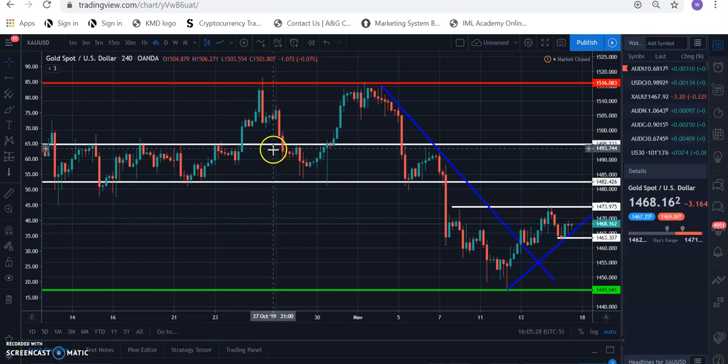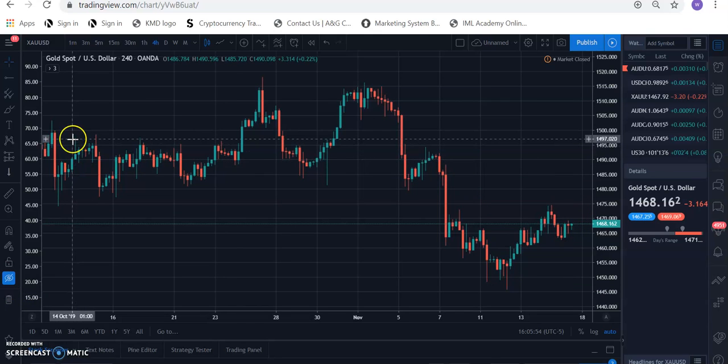Now, these white lines are my support and resistance lines also. I make them white because they're kind of in the middle. The reason I made my previous resistance line red is because it's the highest, and I made my support line green because it's the lowest. So I will hide the white lines.